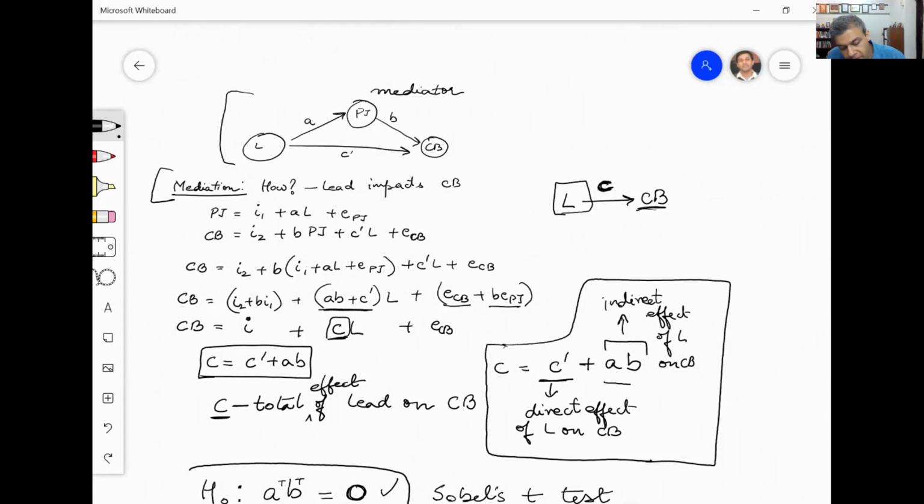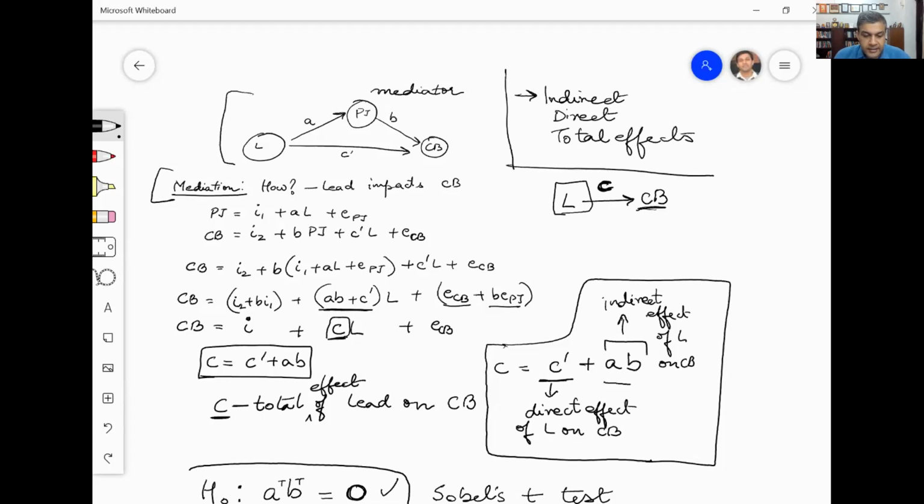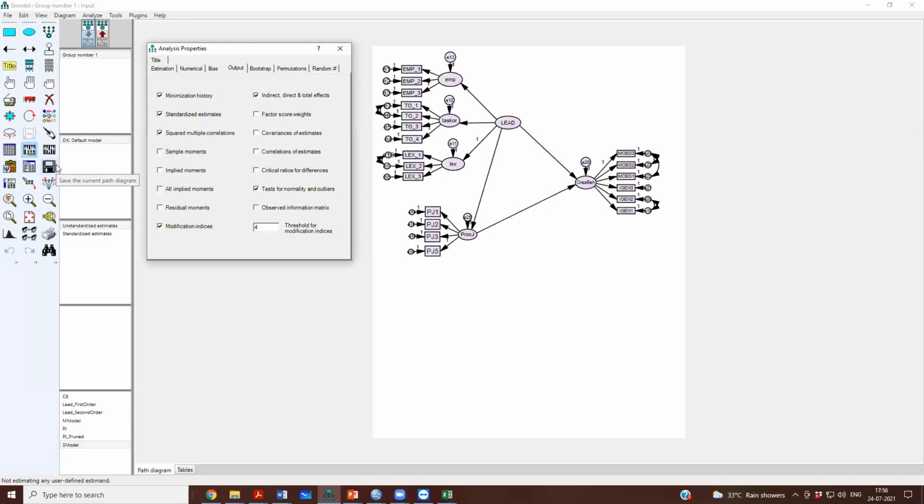And so whenever you have this kind of a model, the software will always give you indirect, direct, and total effects. Right? That is why when we were doing AMOS, when we were running this model, if you remember, we told the software in the analysis properties to click on indirect, direct, and total effects, because we wanted to understand what the indirect effect is going to be.